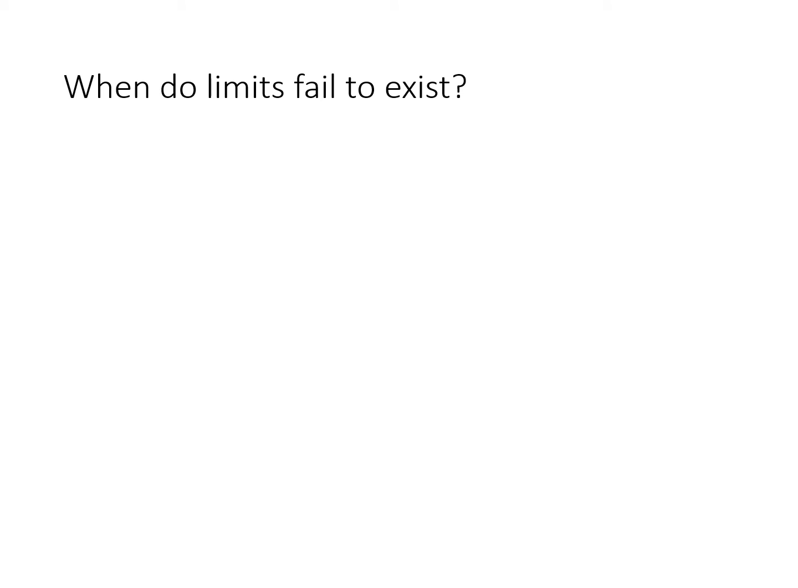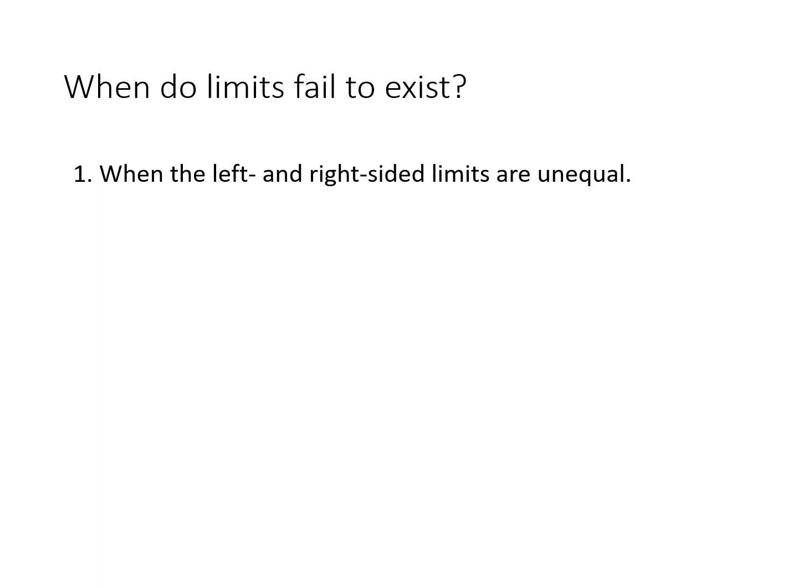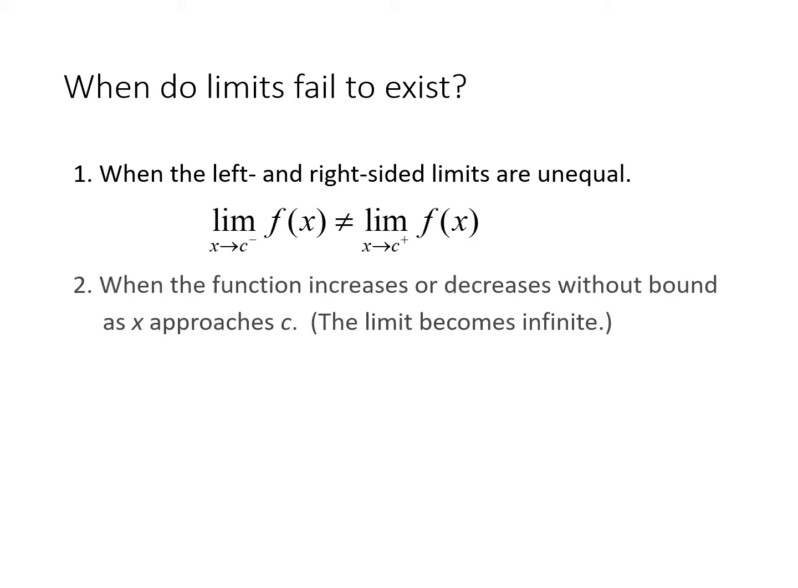When do limits fail to exist? There are 3 times when limits fail to exist. The first one is when the left and right-sided limits are unequal. This notation would look something like this. The limit as x approaches c from the left of f of x does not equal the limit as x approaches c from the right of f of x.